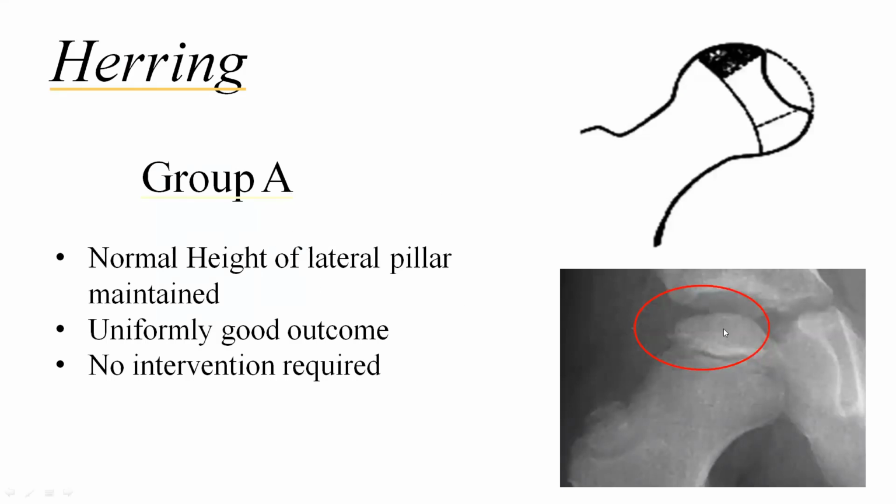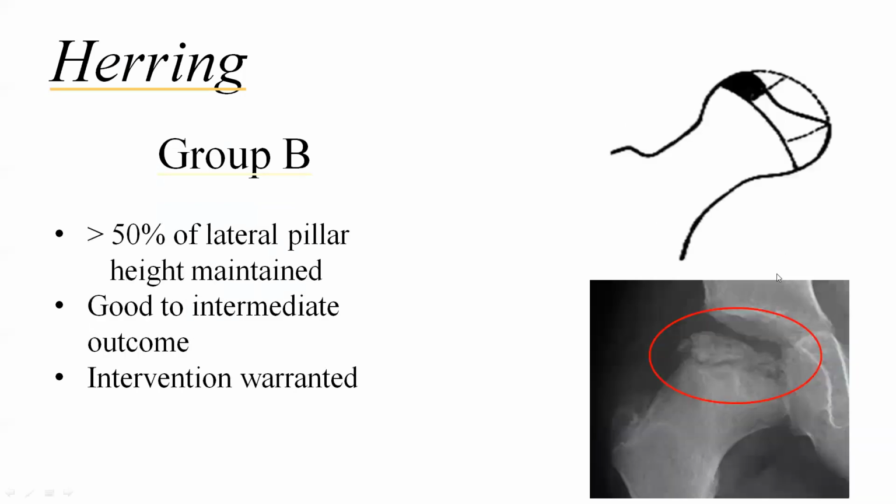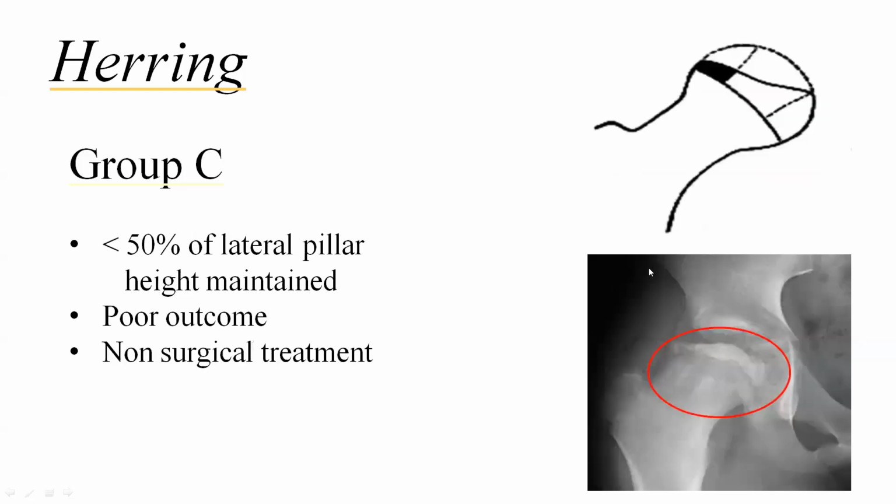So in Herring A, we look at the lateral pillar. It looks normal. There's no loss of height. Usually it has a uniformly good outcome and there's no intervention required. In group B, there's less than 50% lateral pillar fall. It's a good to intermediate outcome and intervention is warranted here. While in group C, more than 50% of the lateral pillar is collapsed. It shows poor outcome and it usually needs no treatment or no surgery.